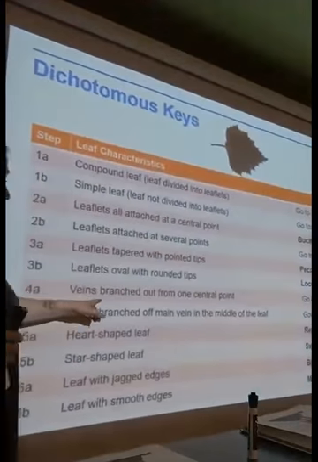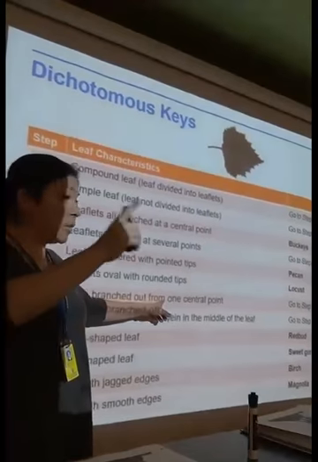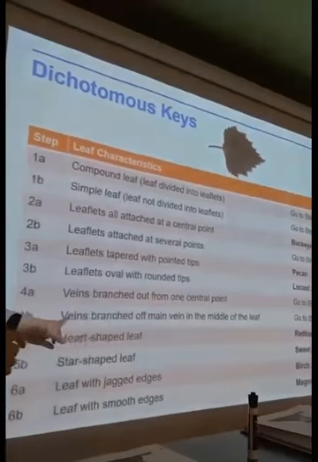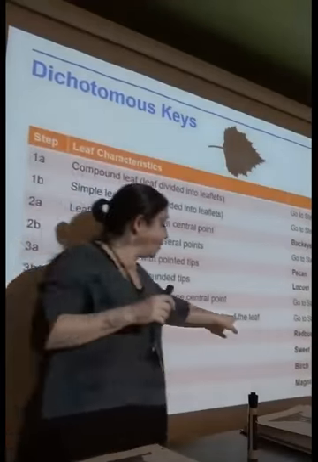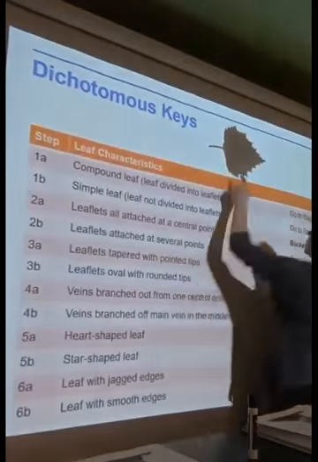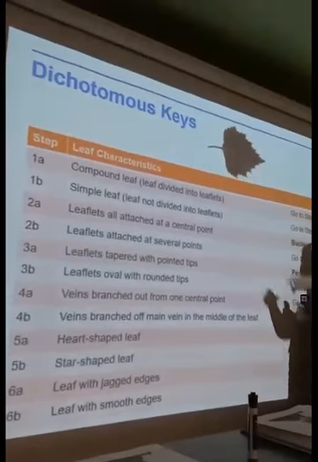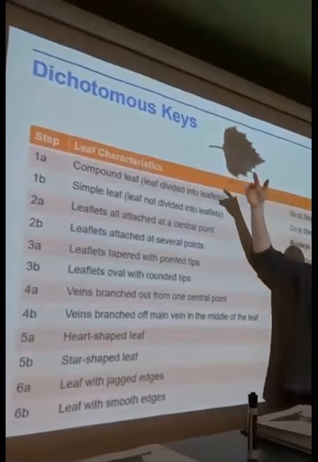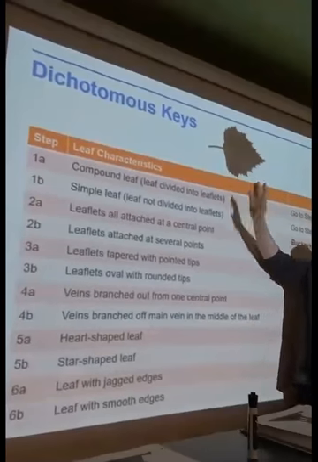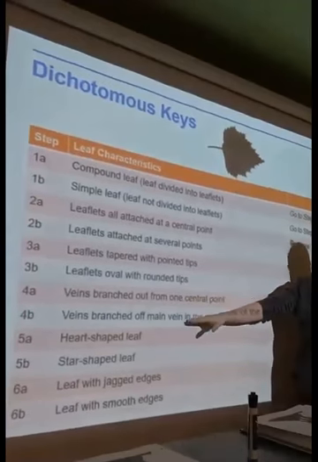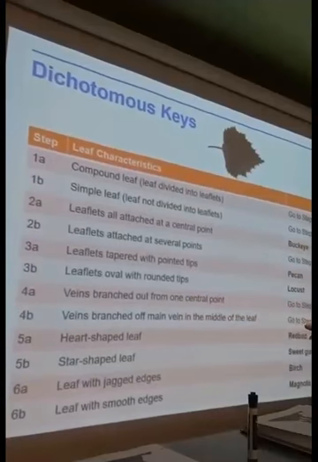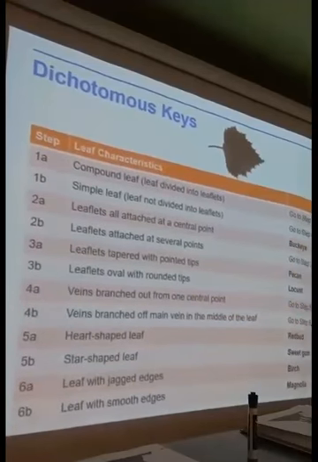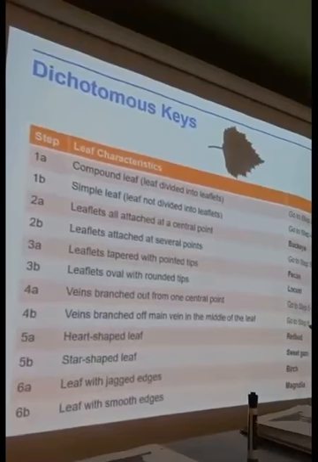Do the veins branch out from one central point, or do the veins branch off of a main vein in the middle of the leaf? Main. There's a main vein, right? And the rest of the veins branch out from the main one, right? So are we at 4A or 4B? 4B. Where do we go next? Step 6.